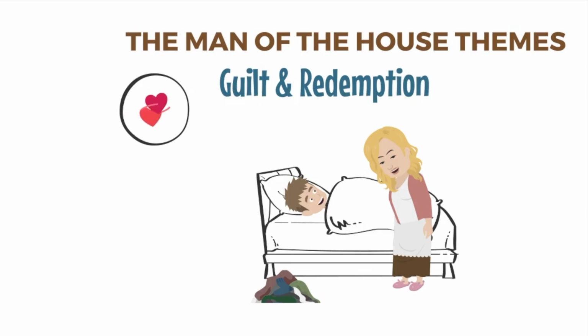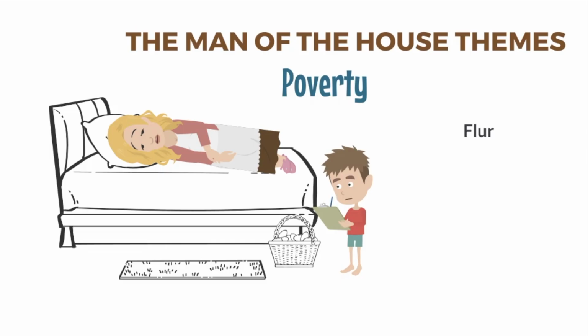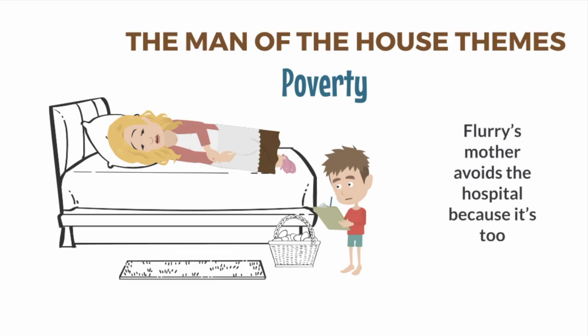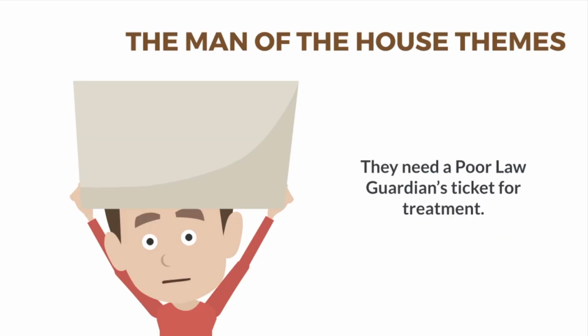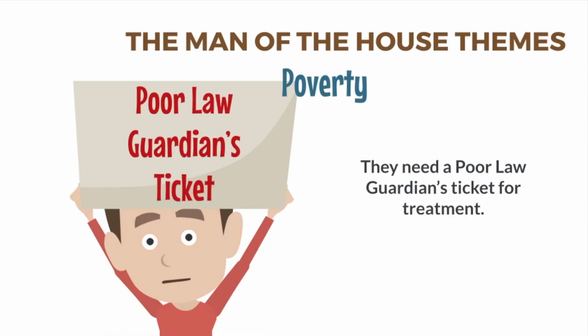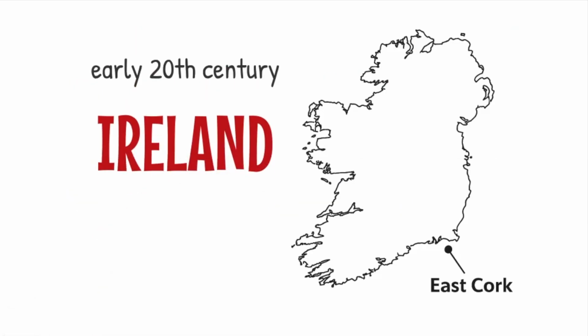And that is redemption. Poverty is a theme that is woven through everything. Flurry's mother avoids the hospital. Why? Because it's too expensive. They needed a poor law guardian's ticket for treatment. Now, when I saw this, I had to do some research. And so I'll tell you what I found.